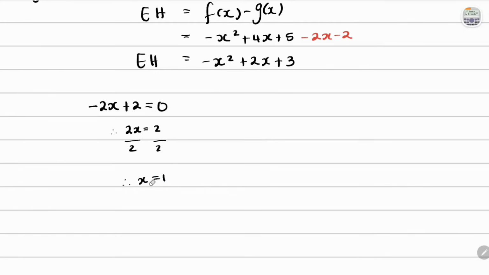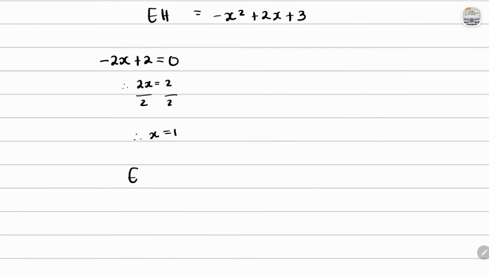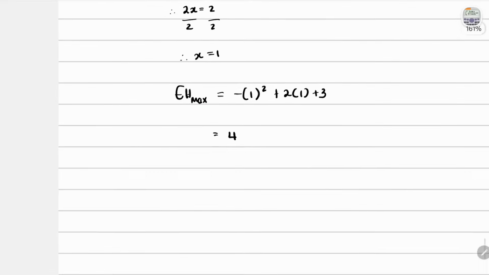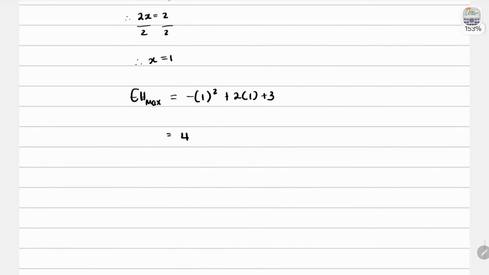We have to take that and substitute it into the equation of EH so we can find out the actual length, the actual maximum length. So the maximum of this is going to be negative, and we'll say 1 all squared plus 2 times 1 plus 3. Okay, so this is equal to, and these together give you 5. 5 minus 1 is 4. And we can just conclude the maximum length of EH is 4 units. And that is the answer to that question.